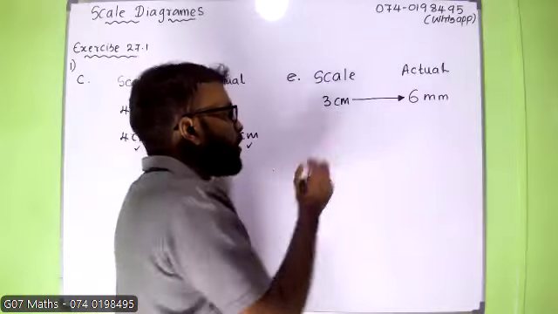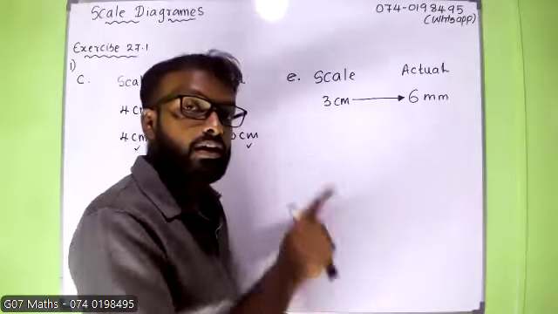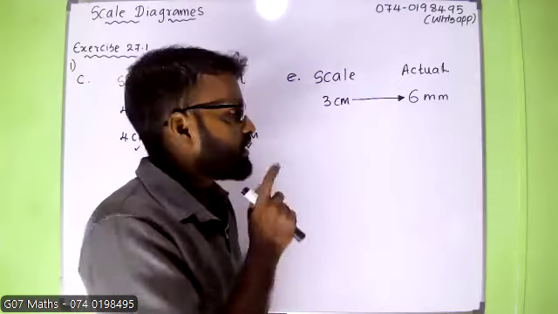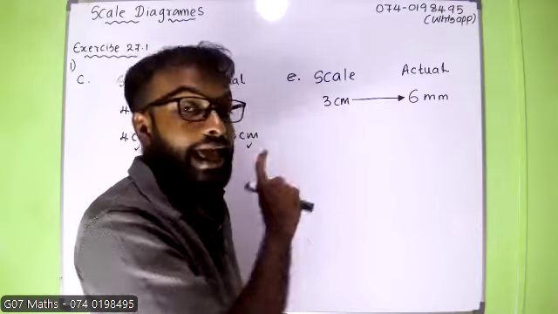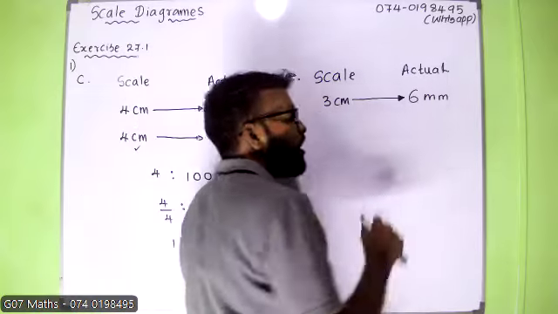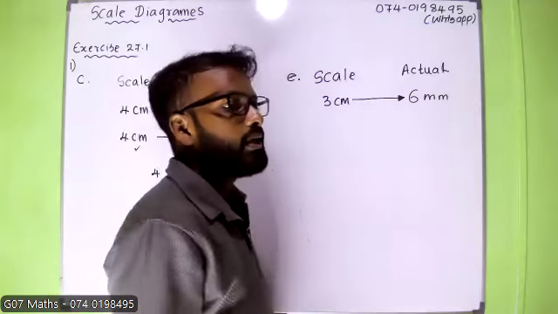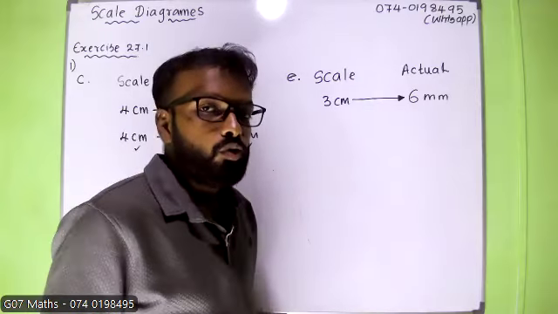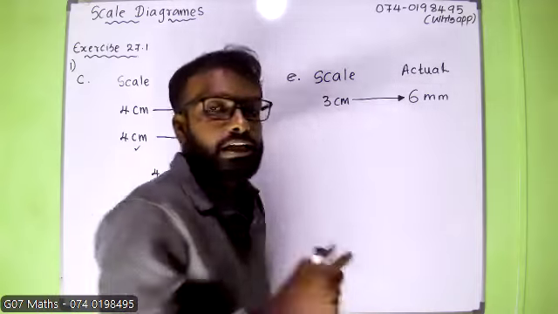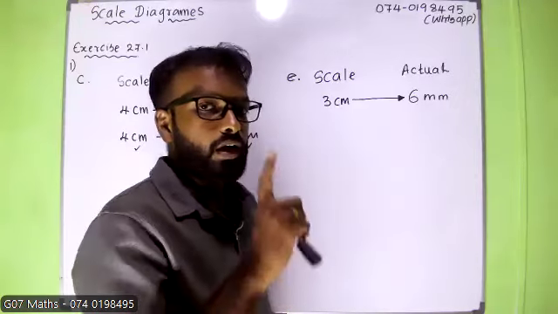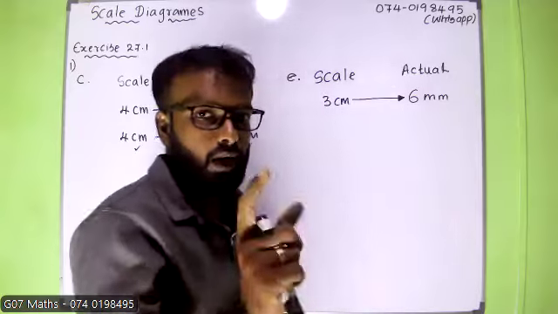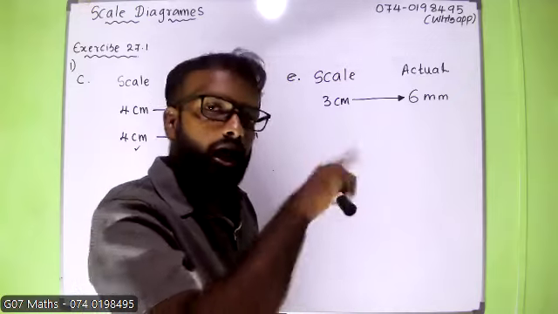Now if you want to represent this as a ratio, right now this is in scale form. What you have to do is check the units. Centimeter and millimeter are different. You need to take these units into the same unit. As I told you last week, centimeter is the big one, millimeter is the small one, so you are going to convert the big one into the small one.